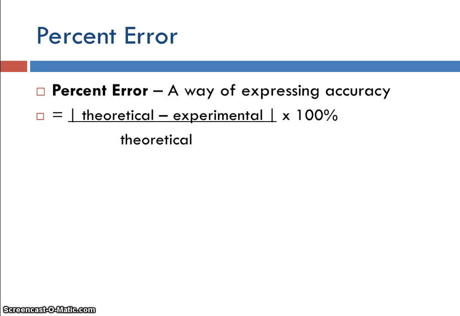And notice that around theoretical minus experimental there are 2 vertical bars. Those bars just mean absolute value from math. Most of you should be familiar with that from math. So absolute value just means that you take the positive value. So it really doesn't matter if it's negative or positive, you're just going to make it positive every time. The main thing is that you put the theoretical on the bottom. That doesn't help you if you don't know what those words mean, so let's write that down.